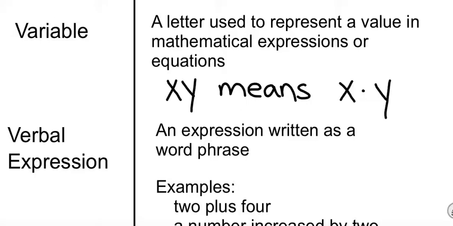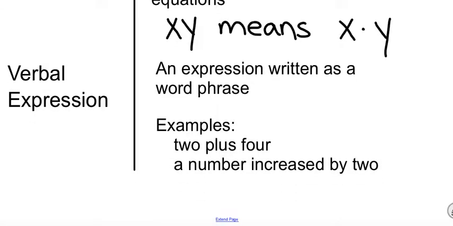A verbal expression. A verbal expression is an expression written as a word phrase. For example, 2 plus 4. Those are the words. A number increased by 2 are the words. They are words that I read, words that I say. Therefore, they are the verbal expression because they are written in words.